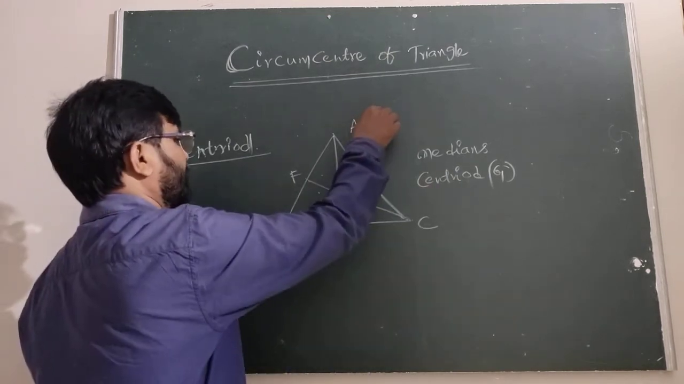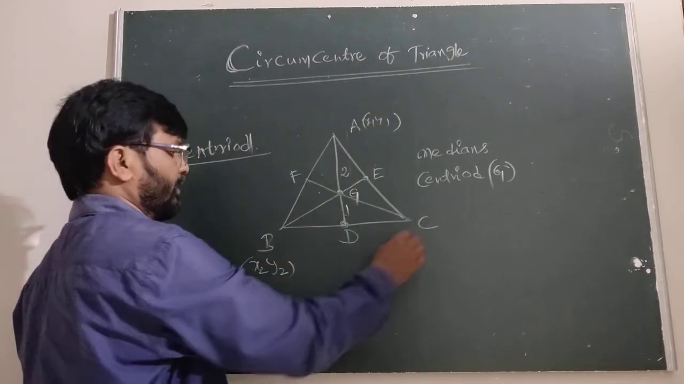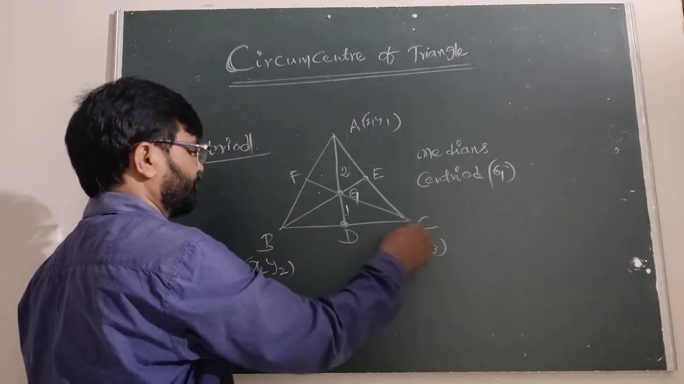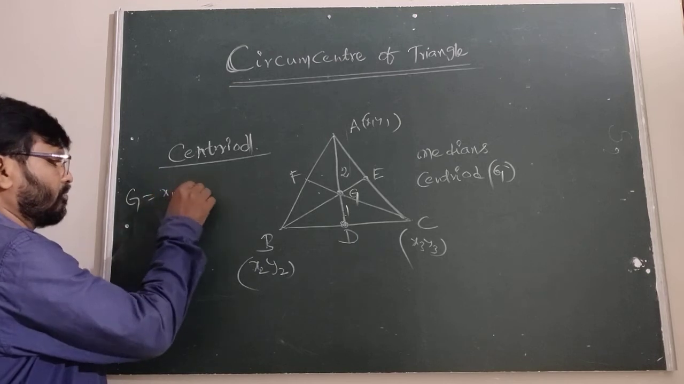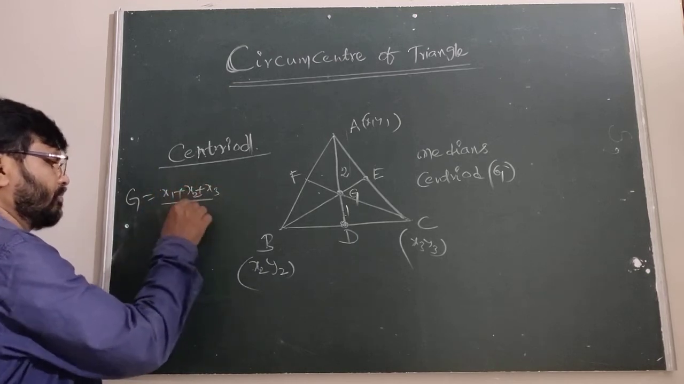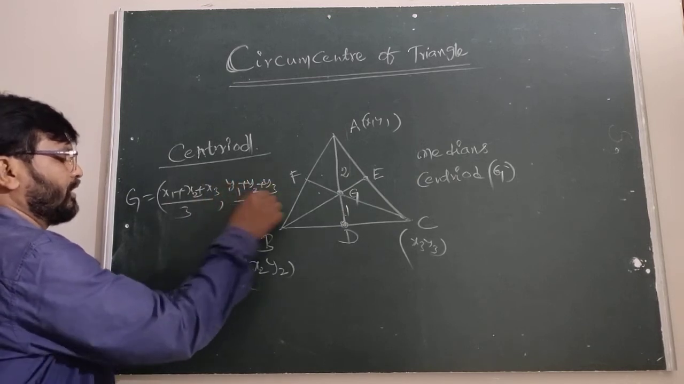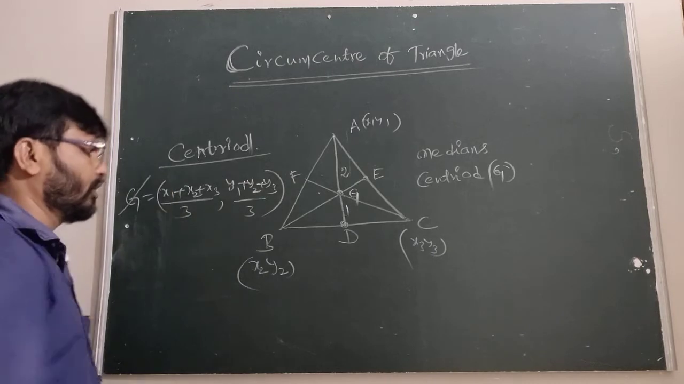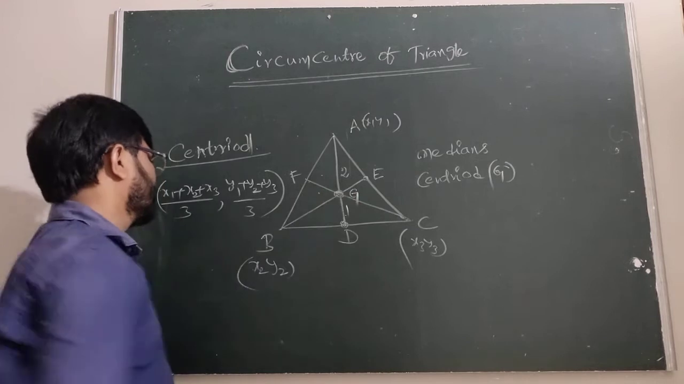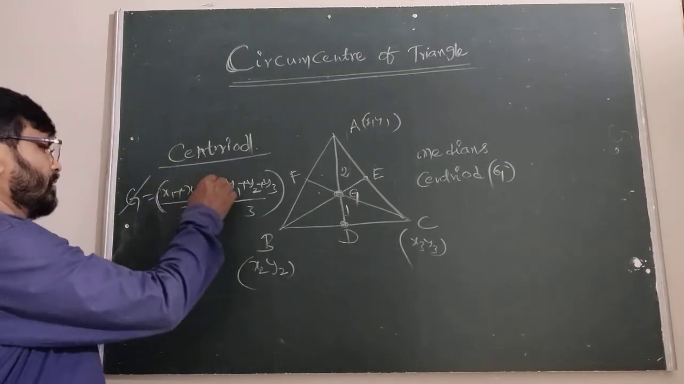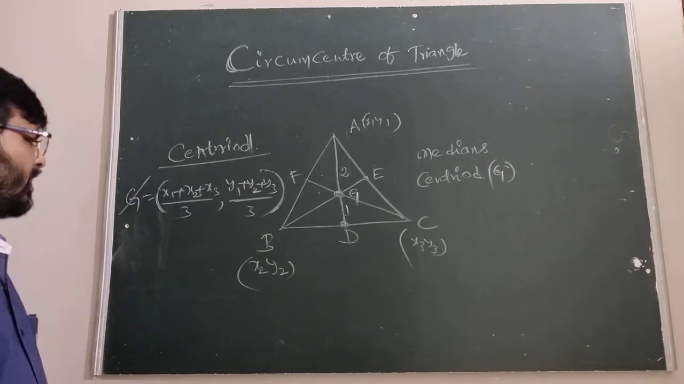Suppose you are taking A(x1, y1), B(x2, y2) and C(x3, y3), then the centroid G is of the form ((x1 + x2 + x3)/3, (y1 + y2 + y3)/3). This is the formula of the centroid.